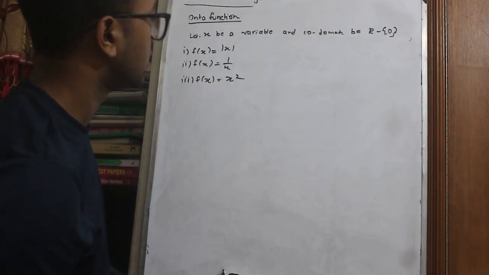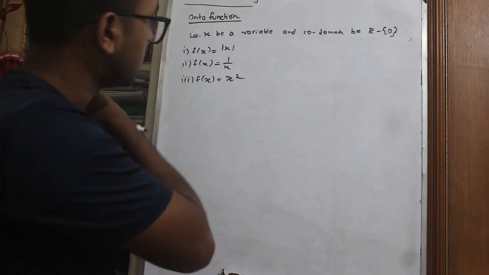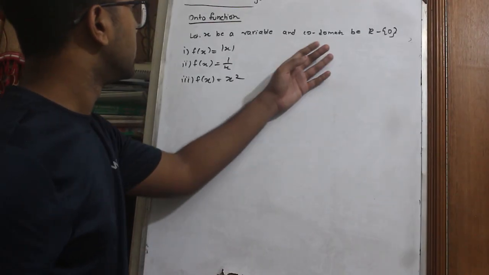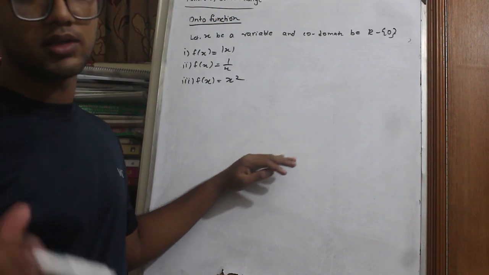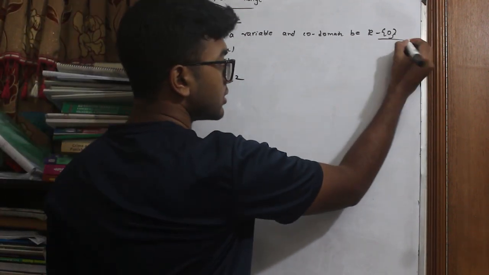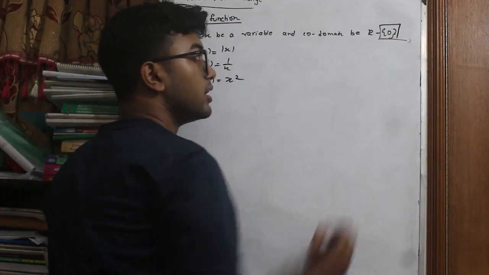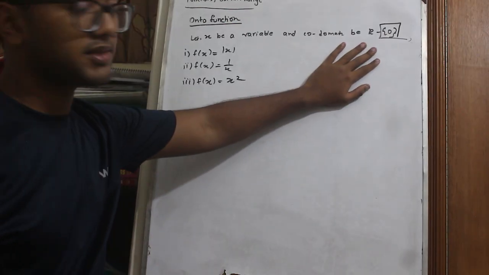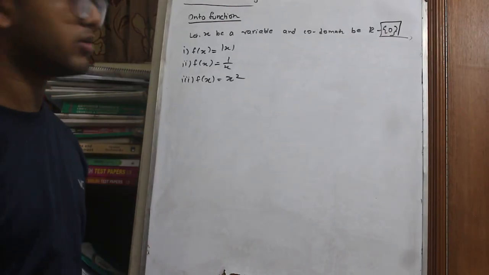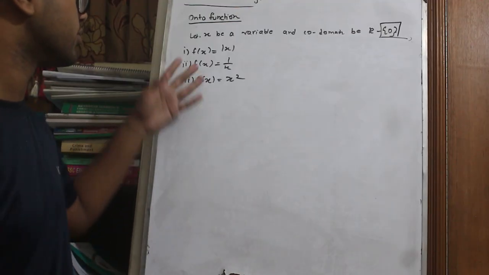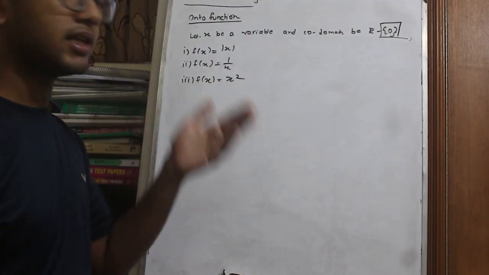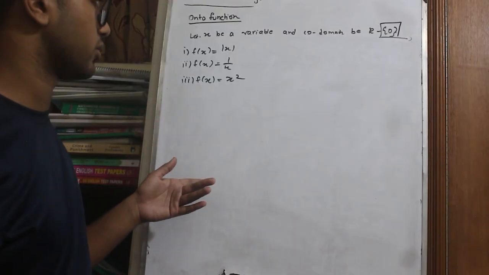Now, the easiest way to find out the correct answer here is to look at the exception, or the number that has been excluded from the codomain. Here, the number that has been excluded from the codomain is 0. So it means that in the ranges of these, it cannot be 0, okay?